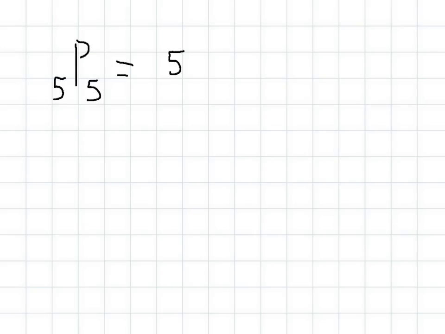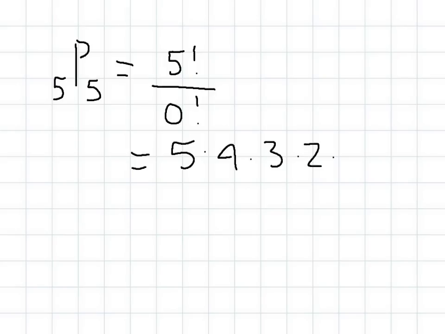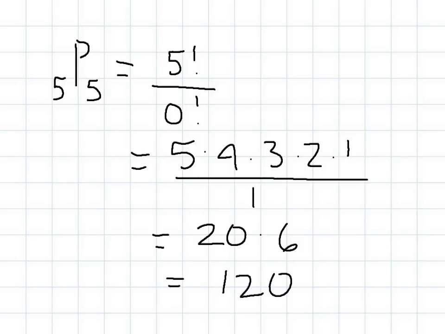If you were looking for something like the permutation of, let's say, 5 items taken 5 at a time, well, that would be 5 factorial over 5 minus 5, which is 0, so 0 factorial, which is just 5 times 4 times 3 times 2 times 1. 0 factorial is just 1, so this becomes 20 times 6, or 120.